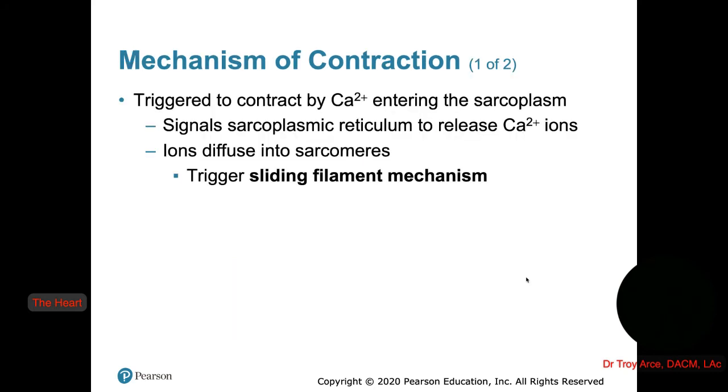And the mechanism of contraction is triggered by calcium entering the sarcoplasm. And it signals the sarcoplasmic reticulum to release calcium ions. The ions diffuse into the sarcomeres and trigger the sliding filament mechanism between those bands that we saw. Some of them shorten, some of them stay the same. The I bands shorten, the rest of them stay the same in length, hence the contraction.